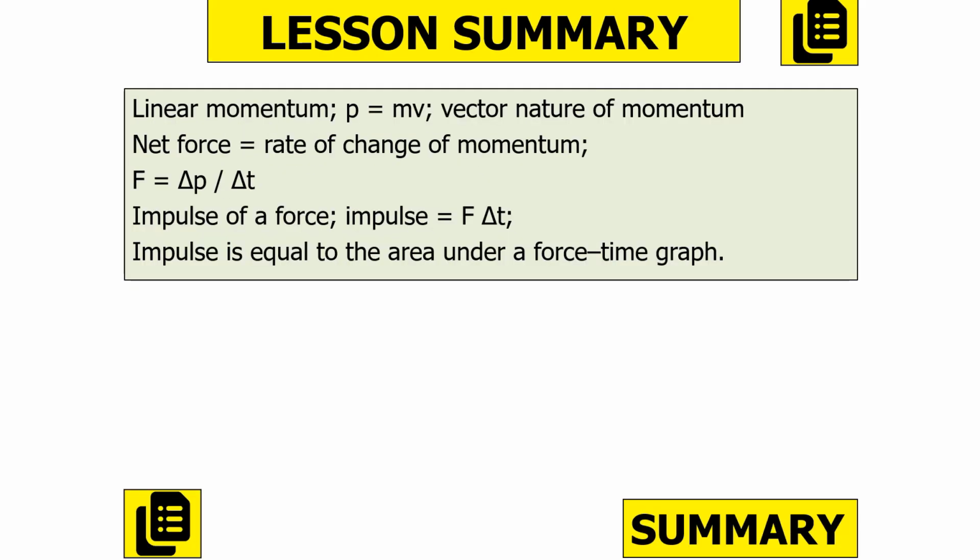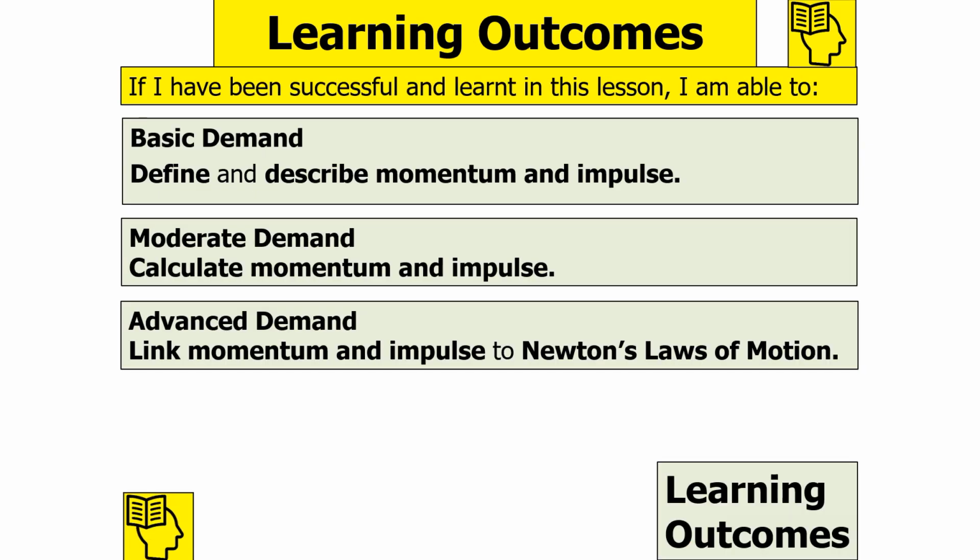So that brings us to the end of today's lesson, where we've looked at linear momentum, the vector nature of momentum, how net force is the rate of change of momentum, the impulse of a force, and the idea impulse is equal to the area under a force time graph. So if we've been successful and we've learnt in today's lesson, we should be able to define and describe momentum and impulse, calculate momentum and impulse, and link momentum and impulse to Newton's laws of motion.